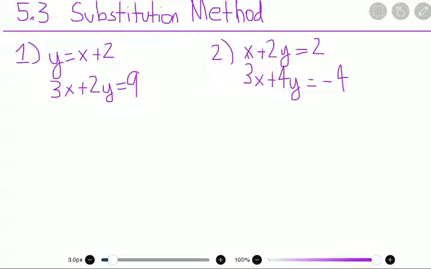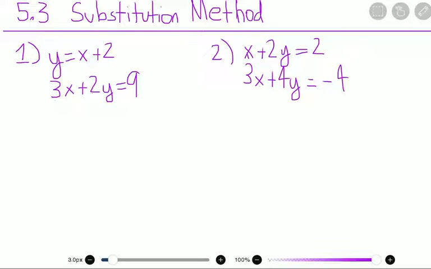This is Choir, and today we're going to be talking about systems of equations and how to solve them using the substitution method. In the substitution method, you have to find the value of any one of the variables from one of the equations in terms of the other variable, so you can substitute it into one of the equations. We can look at that using the first problem on the screen.